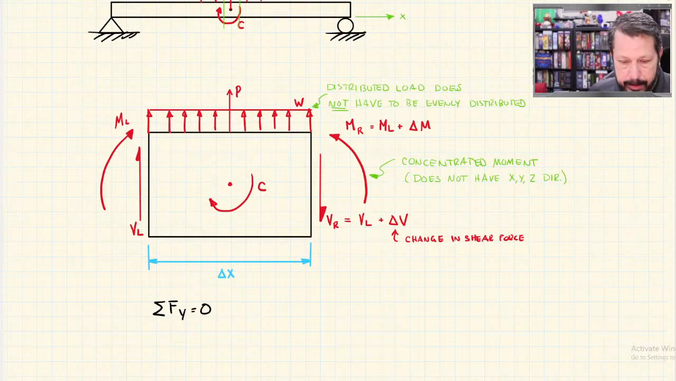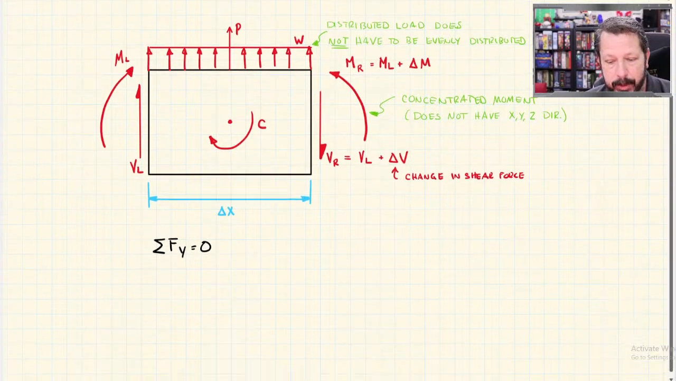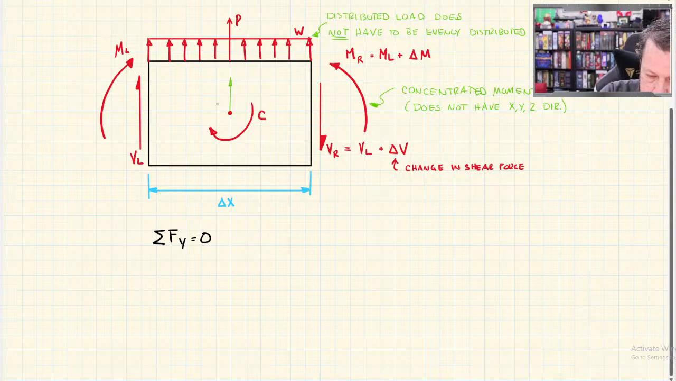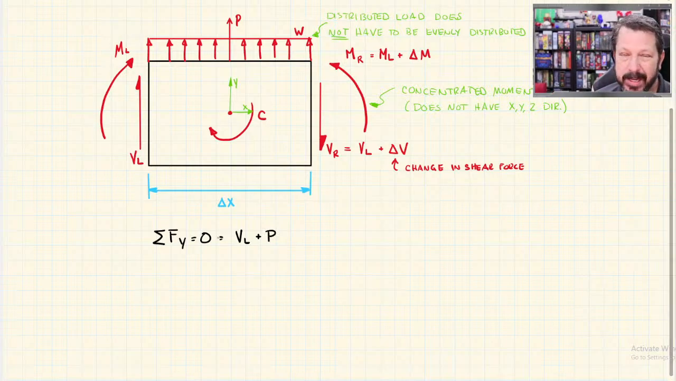Okay. So the other arrows, the straight ones, even if they're shear or like the point load or the distributed load, they do operate in the Y direction, in the way I've drawn them. So I'm assuming Y is positive when it goes upwards. So I'll redraw my coordinate system here just at the center. So VL is positive. P is positive. That's why I wanted to draw them all in the positive direction, so that they would be positive in this equation.